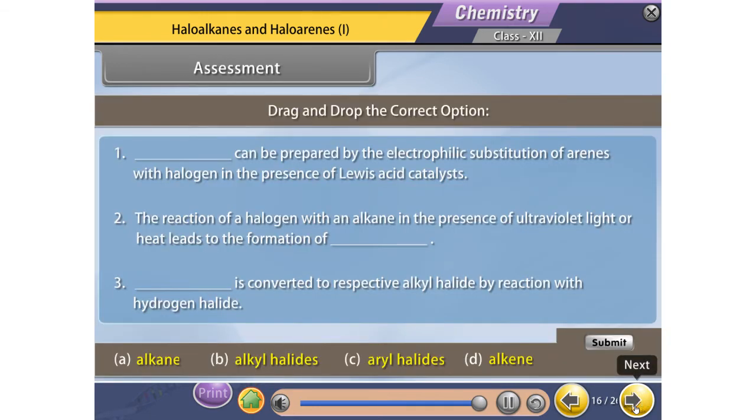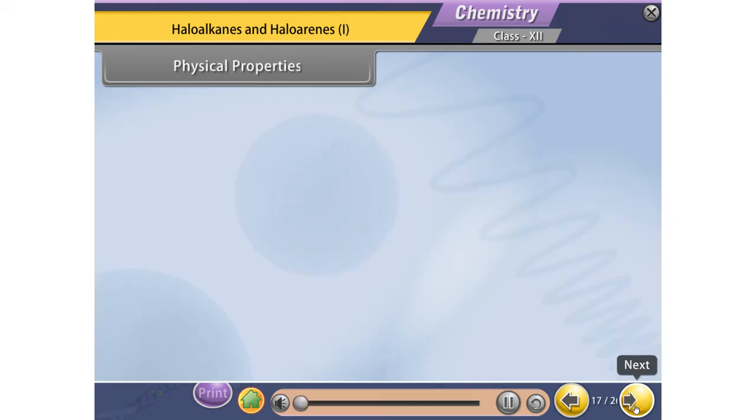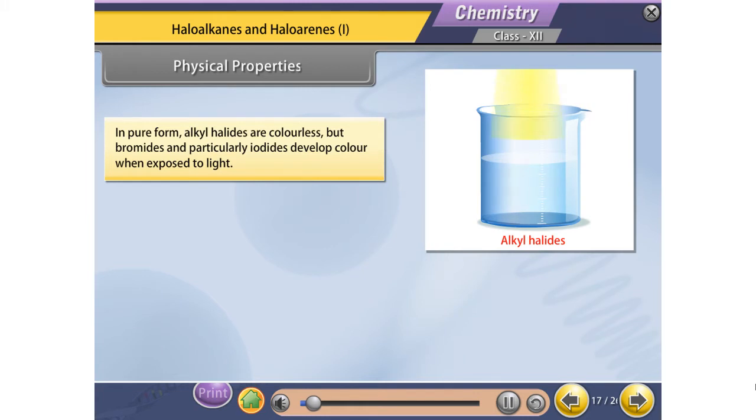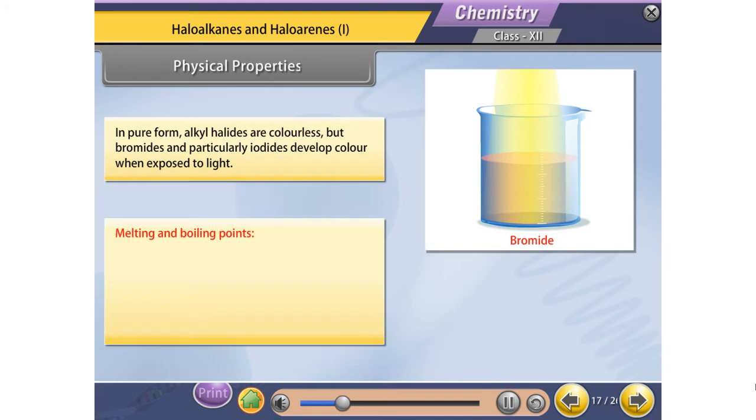Assessment. Before proceeding further, let us know the physical properties. In pure form, the alkyl halides are colorless, but bromides and particularly iodides develop color when exposed to light. Melting and boiling points.